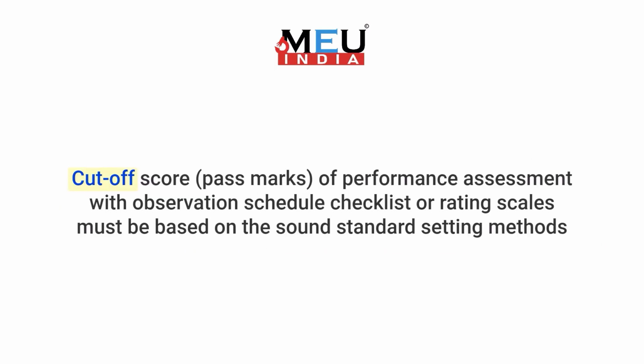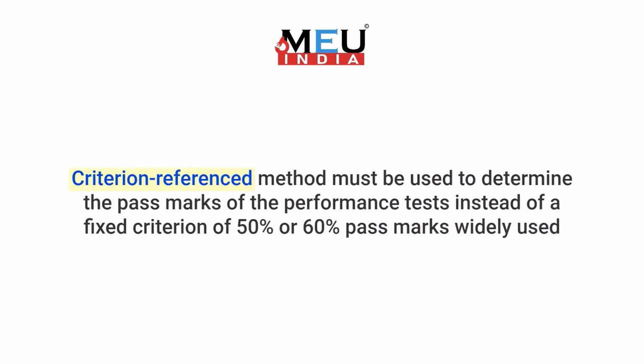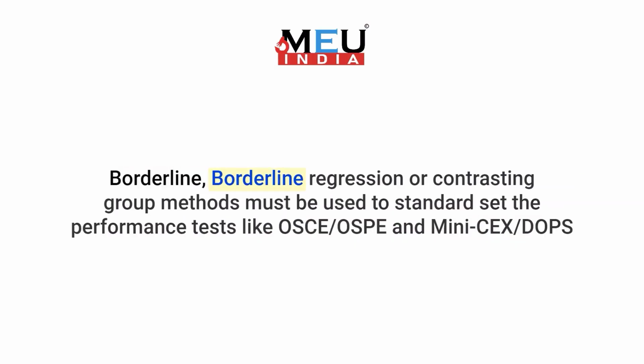Go ahead. Cut-off score of performance assessment with observation schedule checklist or rating scales must be based on the sound standard setting methods. Criterion reference method must be used to determine the pass marks of the performance tests, instead of a fixed criterion of 50% or 60% pass marks widely used. Borderline, borderline regression, or contrasting group methods must be used to standard set the performance tests like OSCE, OSPE, and mini-CEX, DOPS.